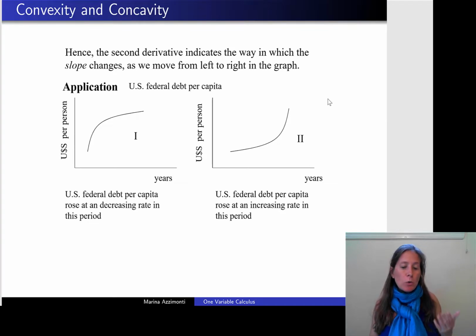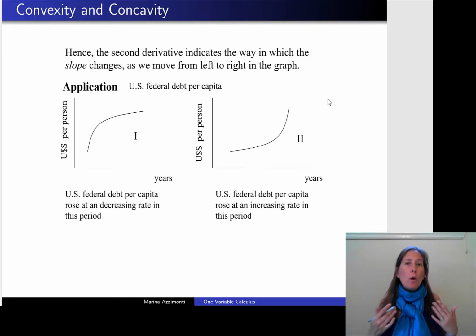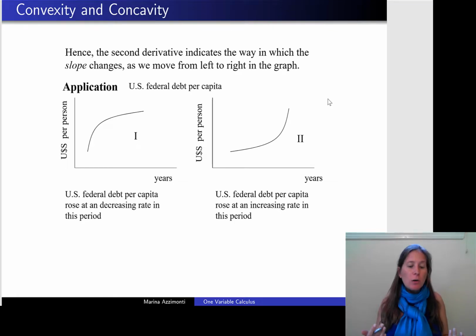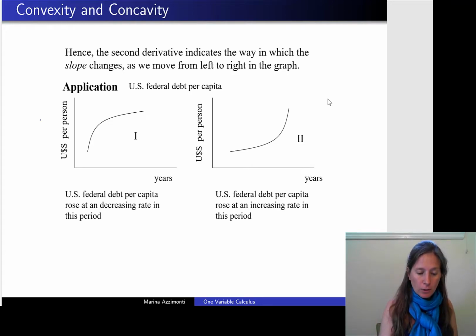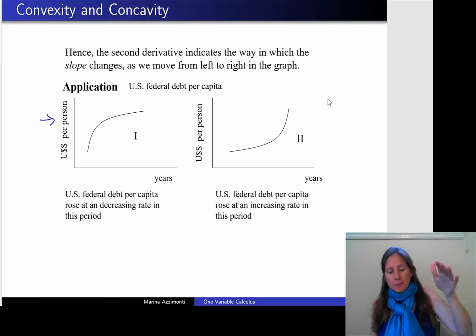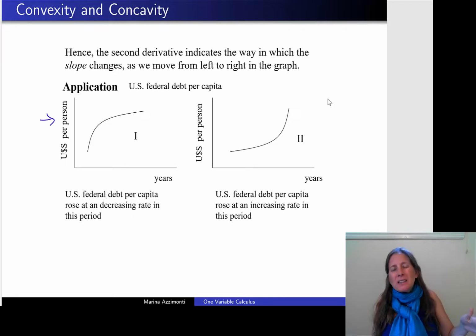So in other words, what the second derivative is telling us is how the slope of a function is changing over time. And it's giving us an idea of whether things are accelerating or slowing down. So for example, let's say you are talking about US federal debt per capita and you plot it as a function of time. If the function looks like the plot on the left, then we would say that federal debt per capita is growing, but it's slowing down. The growth is slowing down.